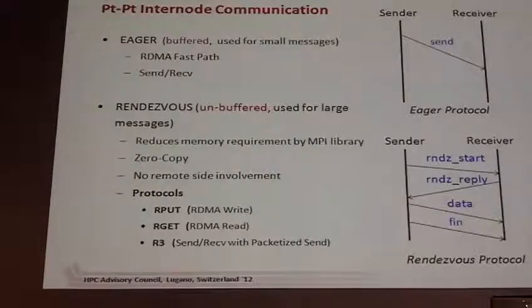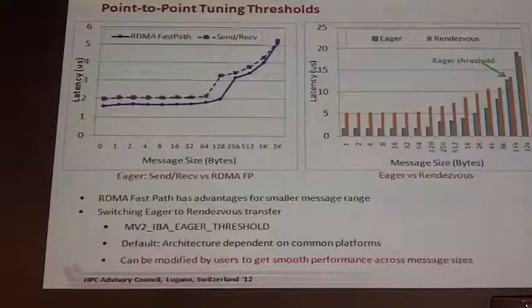Okay, and here again there are different kinds of protocols we have. One is called rput, that means you can do RDMA write of InfiniBand, or RDMA read like rget, or we also have a fallback protocol called R3, which is send receive with packetized send. Now there are different trade-offs here, so I am just showing a few numbers. Here you can see that this is for short messages, and if you use the RDMA fast path design, that helps you gain some performance compared to the basic send receive design. In the next slide I'll show some different options, but with the RDMA fast path we saw that for small messages you can get some benefits.